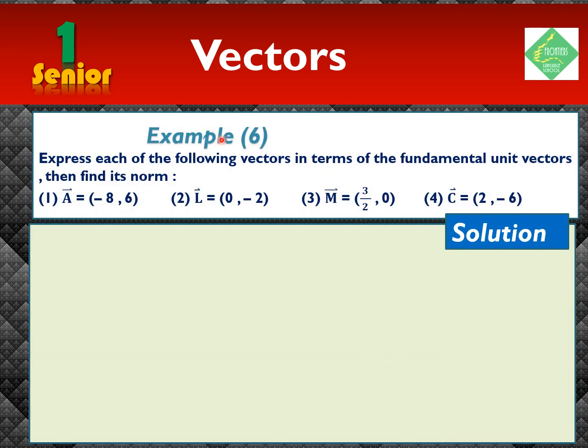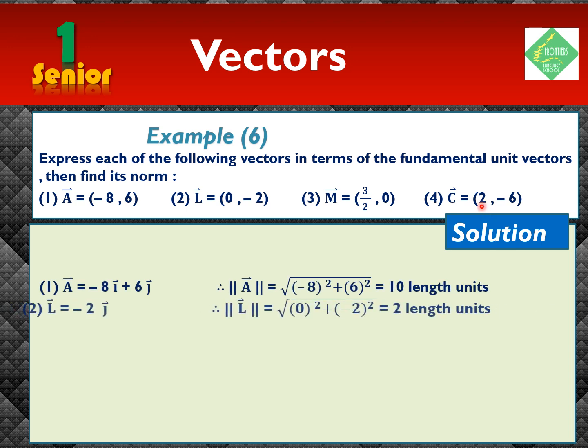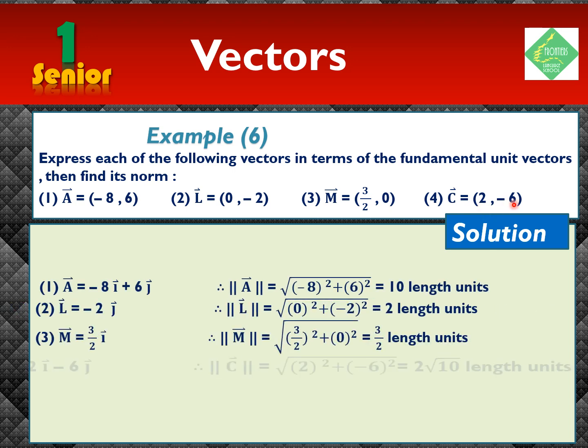Example 6. Express each of the following vectors in terms of the fundamental unit vectors. If A equals (negative 8, 6), you can express it by A equals negative 8i plus 6j. No i here because 0 multiplying i will vanish. So it remains negative 2j, and M equals 3 over 2 i without j, and C will be equal to 2i minus 6j.